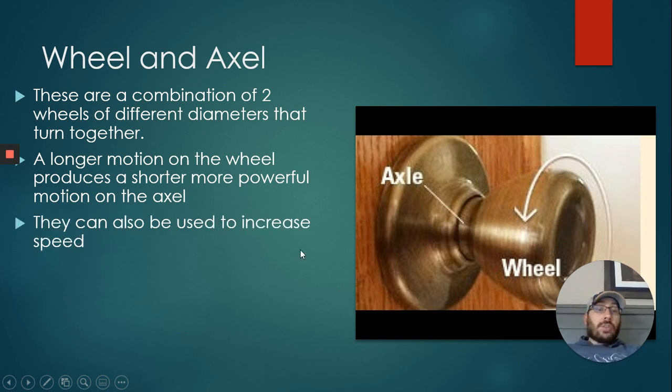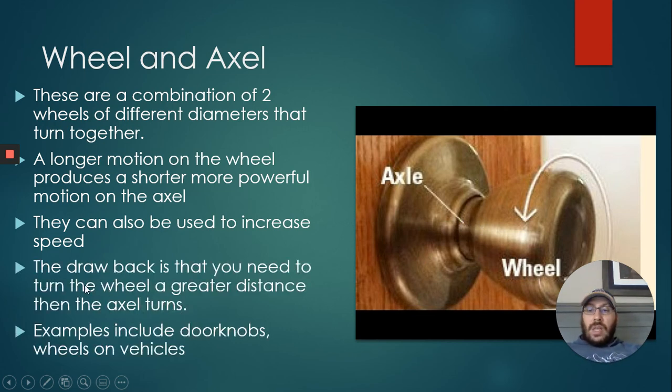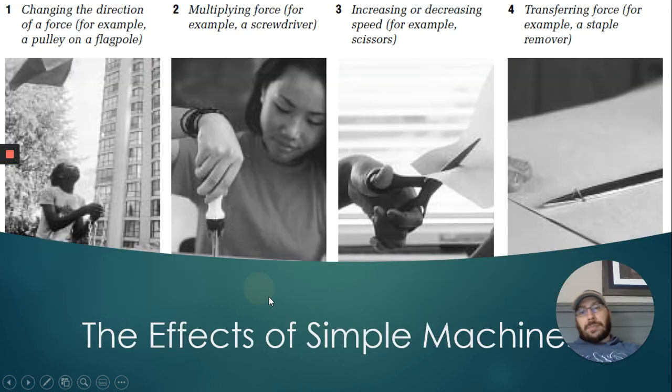They can also be used to increase speed. Because this is a shorter one, one full rotation of the wheel will cause the smaller one to have more rotations. The drawback is that you need to turn the wheel a greater distance. So you have to turn the big wheel a greater distance than the axle actually turns. Examples of these include doorknobs and wheels on cars and bikes and those types of things.